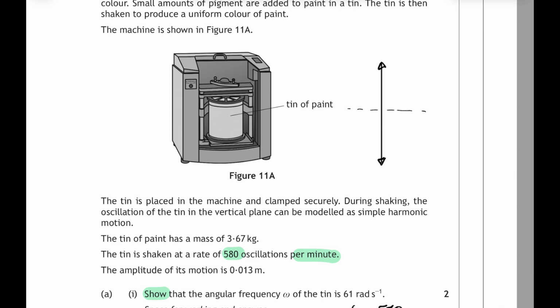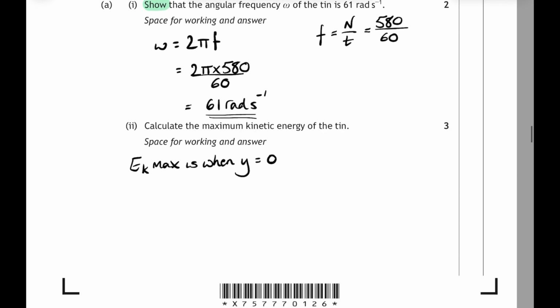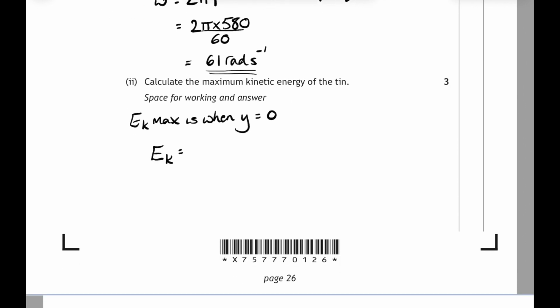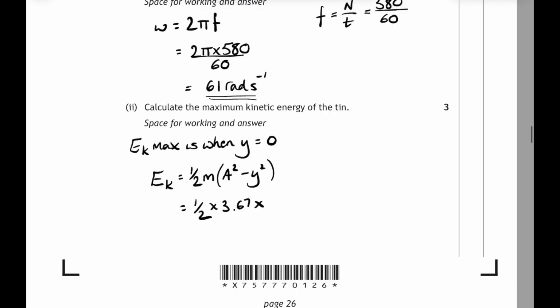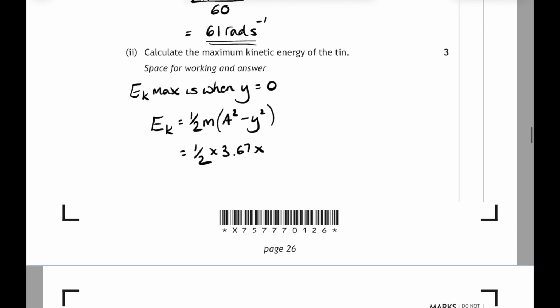It will be when the tin is at the equilibrium position, because the kinetic energy is 0 at the extremities and it's at a maximum in the middle. So if we go to our relationship sheet, then kinetic energy is a half m (a squared minus y squared). Let's substitute in everything that we know, bearing in mind that y is equal to 0. The mass is 3.67 and the amplitude is 0.013. If you do that in your calculator, you'll get an answer of 1.2 joules.